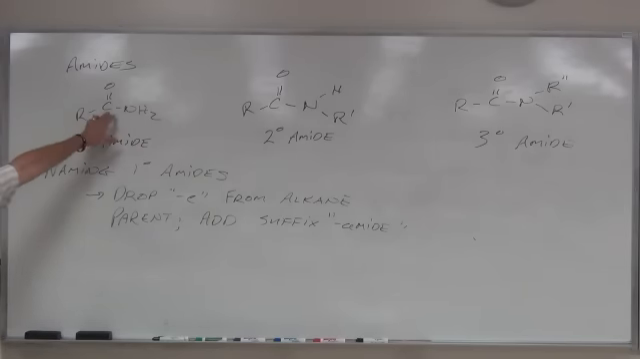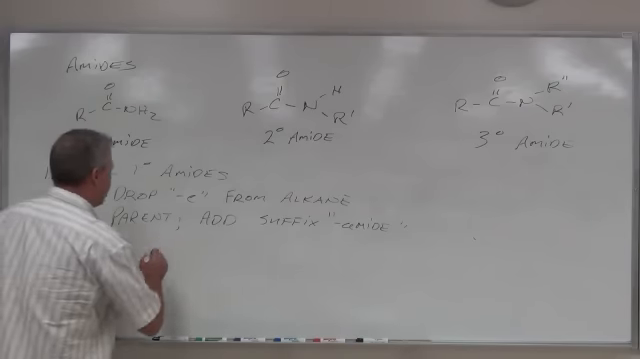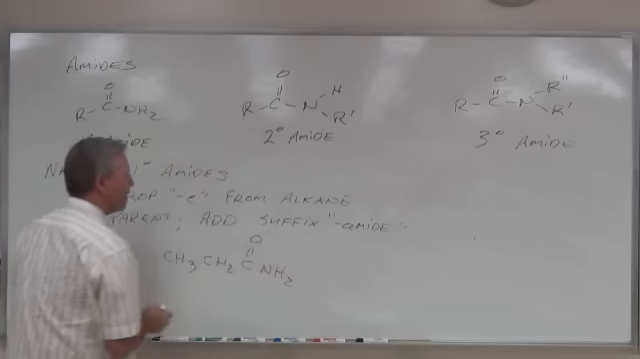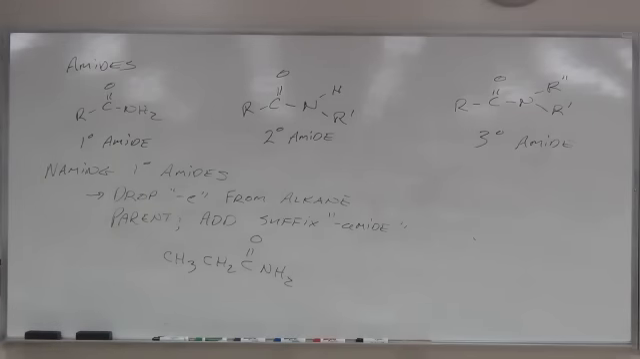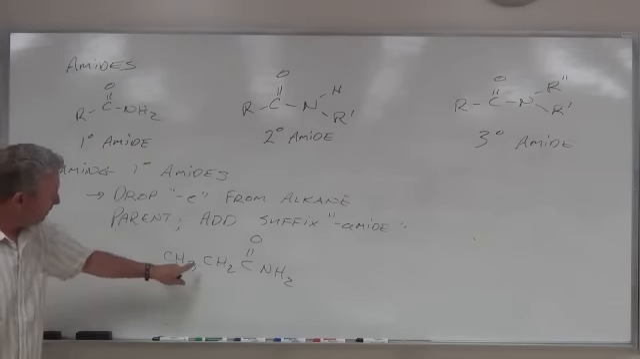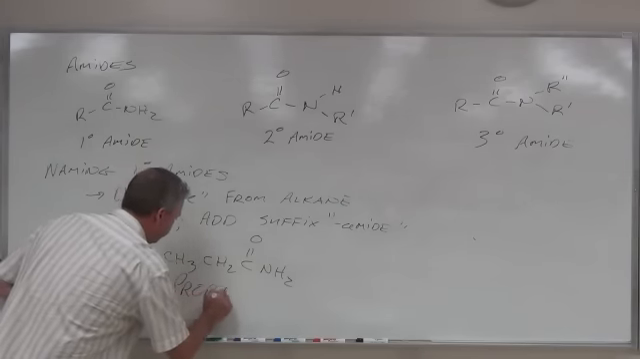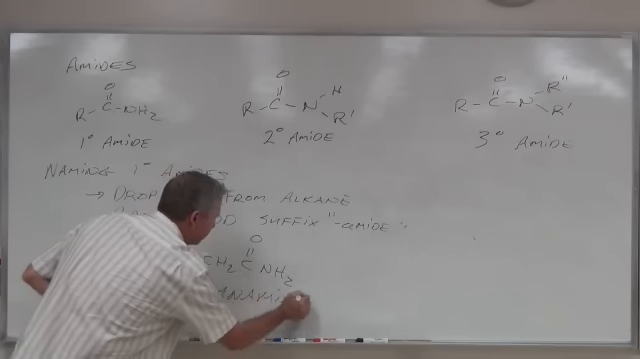When you have a primary amide, you're going to have a hydrocarbon chain attached to your functional group. So you're just going to have an alkyl group attached right here. One, two, three carbons makes that a propane, right? Drop the E. Propanamide.